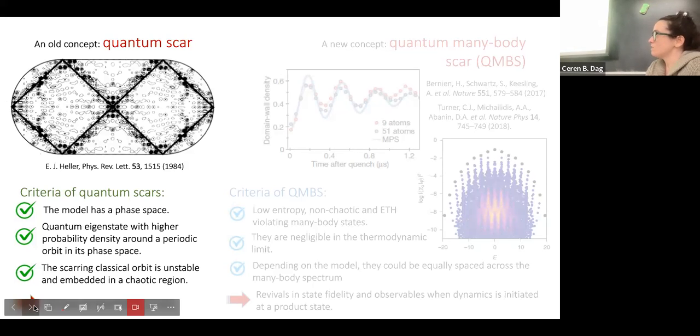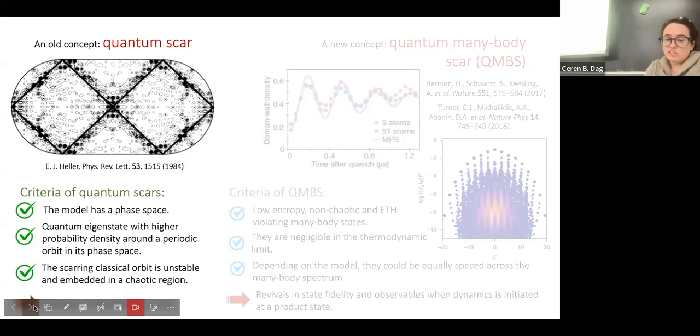So immediately you can see in the criteria of quantum scars, the model has to have a phase space. And this orbit has to be unstable in the sense that when you calculate the Lyapunov exponent, it has to be a positive Lyapunov exponent. So it will be unstable to perturbations around this trajectory. And this unstable periodic orbit also has to be embedded in a chaotic region. So this is basically the definition of a quantum scar.